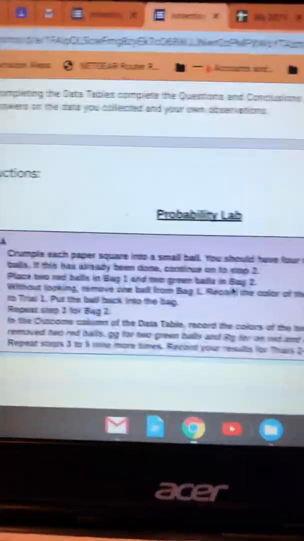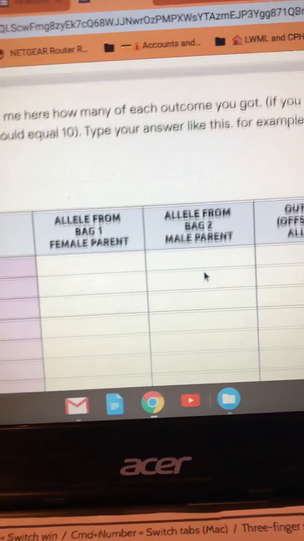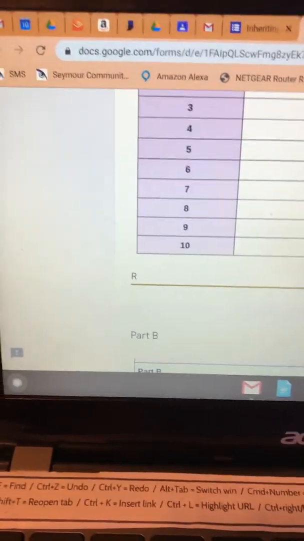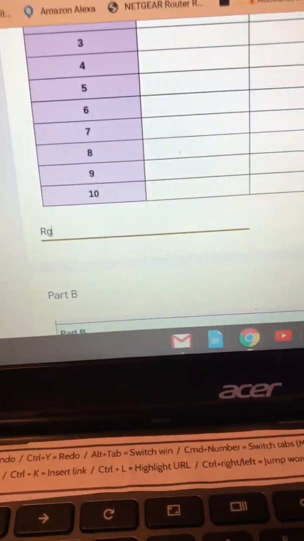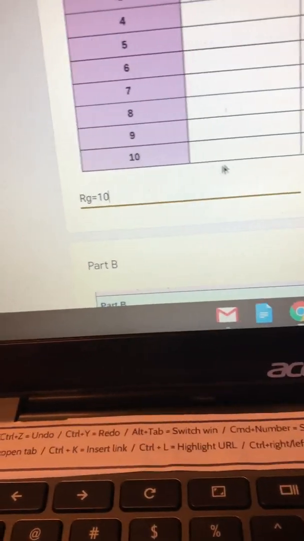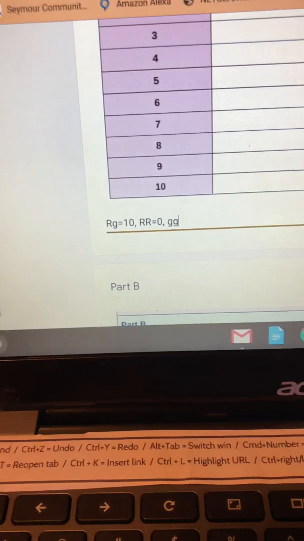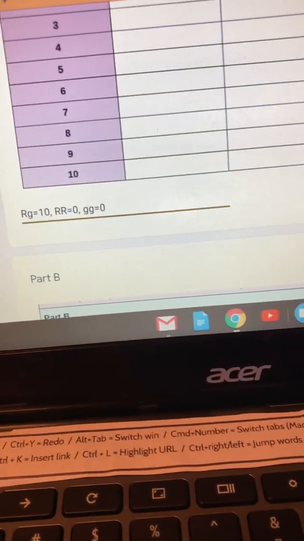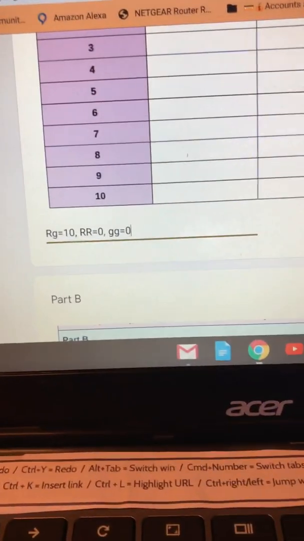So back over here on your Google form, the directions explain it, but in case you're not catching on, I want you to say capital R, little g, equals 10. Okay? And you can say capital R equals 0, and you can say little g equals 0 too. That was fine. There were none of those other outcomes.